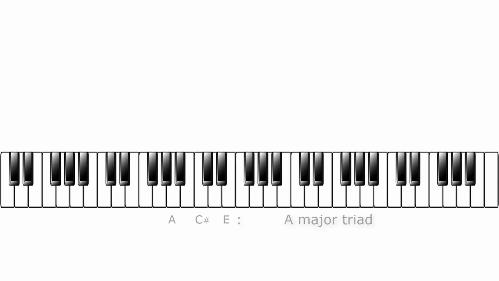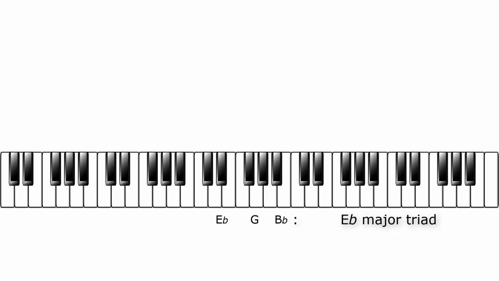Another example, for example the E flat major triad. The E flat major scale is E flat, F, G, A flat, B flat, C, D, E flat. The first, third and fifth notes of the E flat major scale are E flat, G and B flat. So this is the E flat major triad.